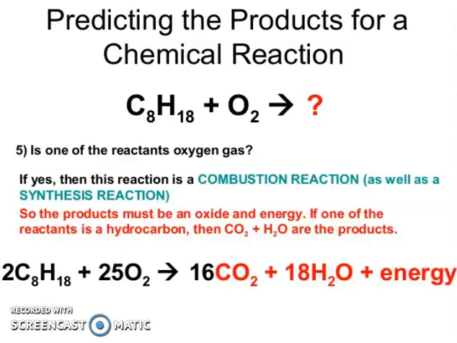C8H18 reacts, and one of the reactants is oxygen gas. If yes, then the reaction is a combustion reaction as well as a synthesis reaction. So the product must be an oxide and energy. If one of the reactants is a hydrocarbon, then carbon dioxide and H2O are produced.